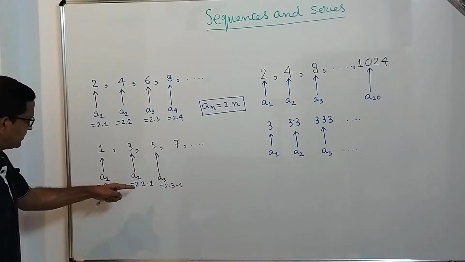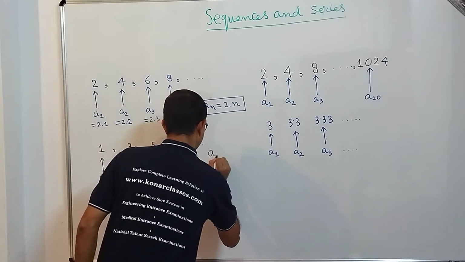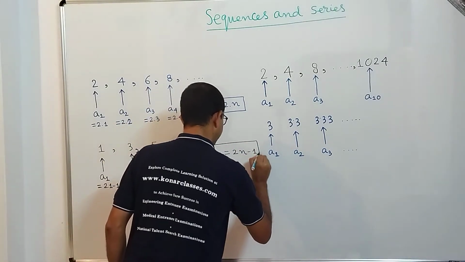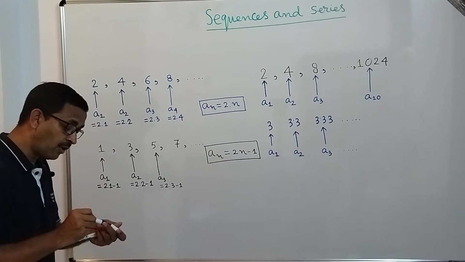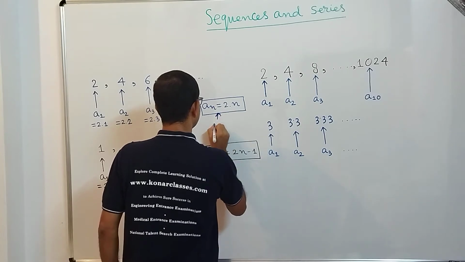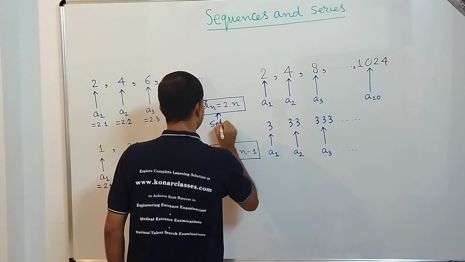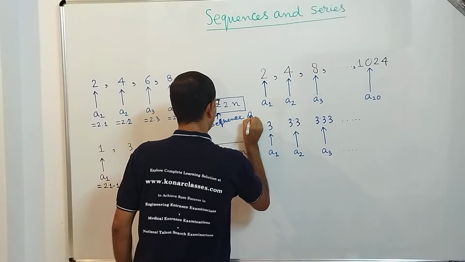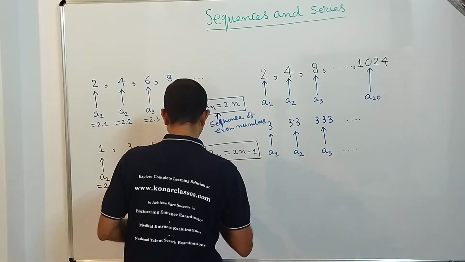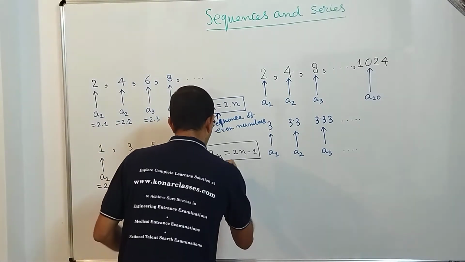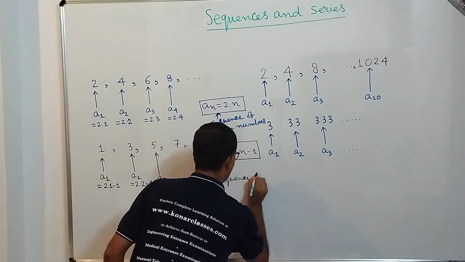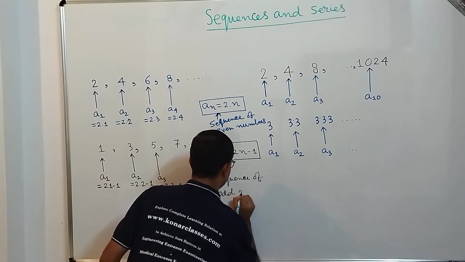So what we are seeing, dear students, is that the nth term An is 2 into n minus 1, where n is a natural number. In that way we are going to get the set of all odd numbers. So here we get the sequence of even numbers, and here we are getting the sequence of odd numbers.